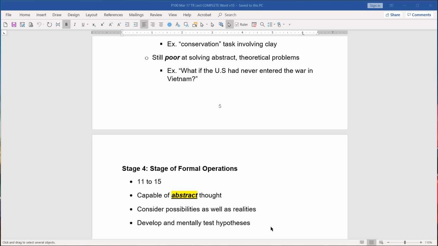A child that's in this stage, you could ask them the question, what would have happened in U.S. history and popular culture if we had never entered the war in Vietnam? They're able to imagine the direction that our culture would have gone in if we hadn't been entangled in that war. They could take a stab at answering an essay question like that. They are capable of formal operations.